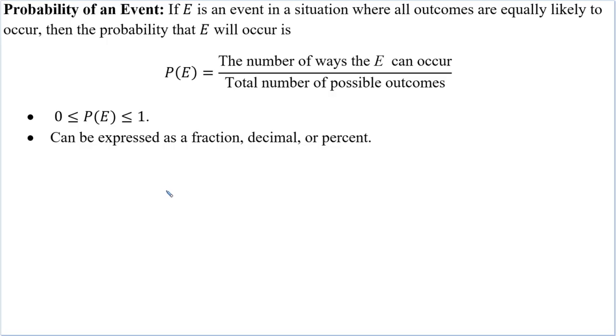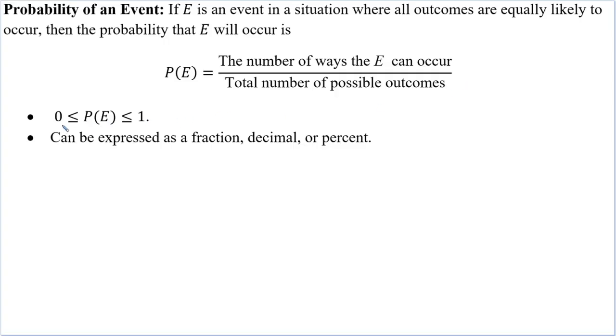The next thing we're going to take a look at is calculating probabilities. Okay, we'll say that if E is an event in a situation where all outcomes are equally likely to occur, then the probability that E will occur is, we could say, P of E, as in the probability of E occurring, is the number of ways that E can occur divided by the total number of possible outcomes. All right, so the ways what we want to have happen can happen, divided by all the ways things can happen.